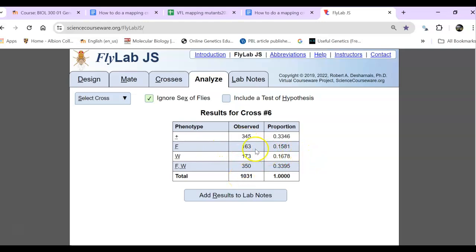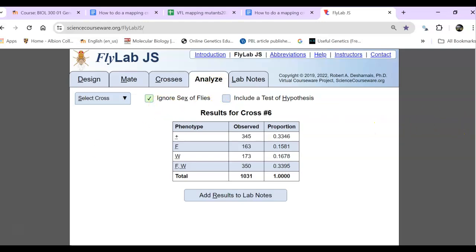And the way we calculate this is we add 163 plus 173, which is 336, divided by 1031, which is 32.3. So this is 32.3%. That's the map distance between those two. So there you have it.